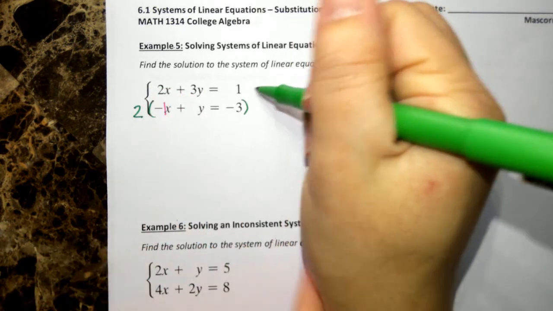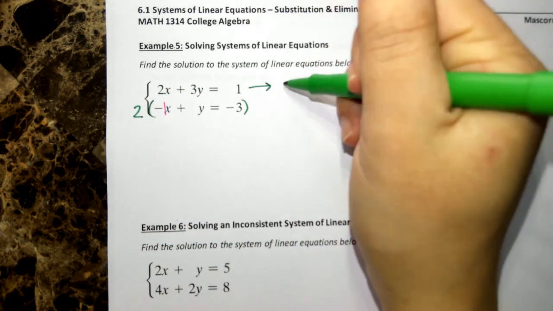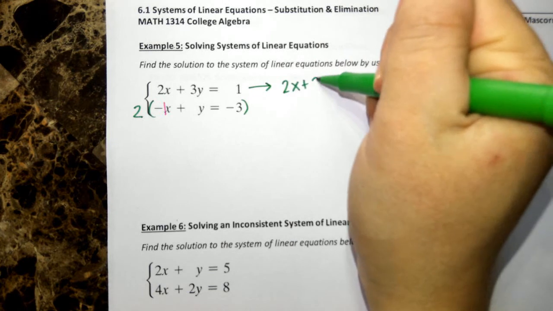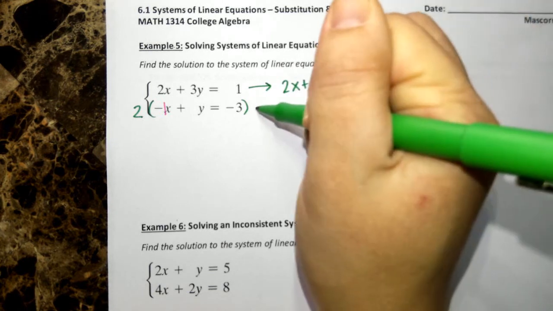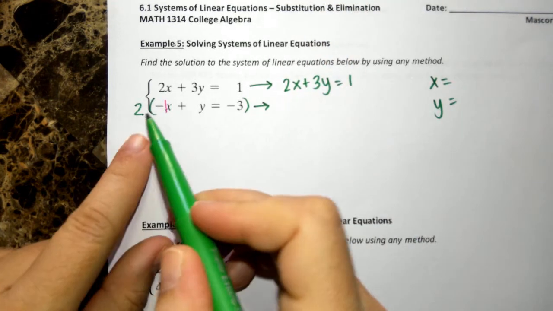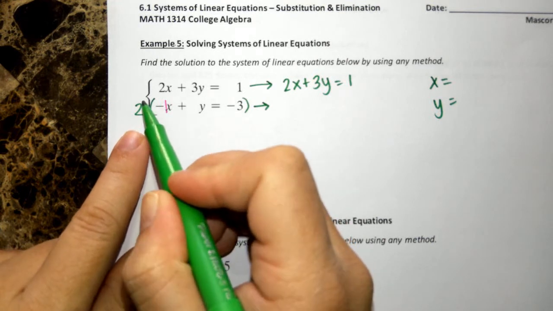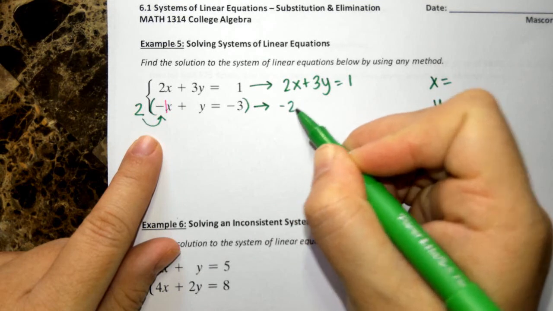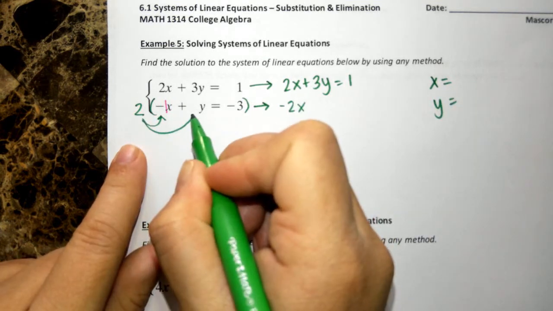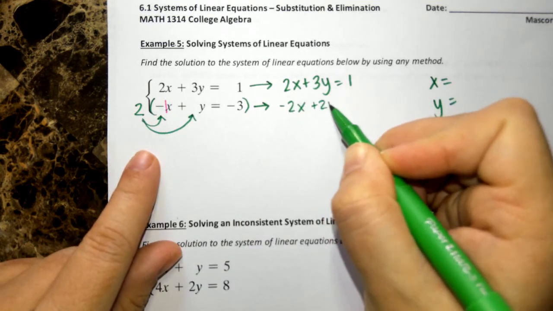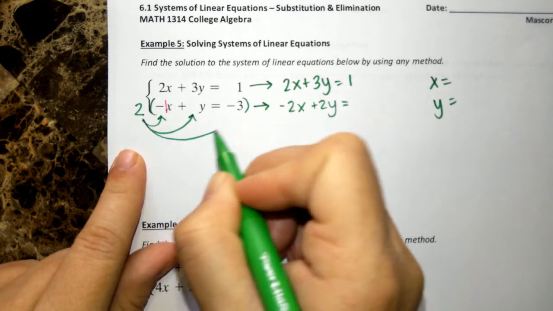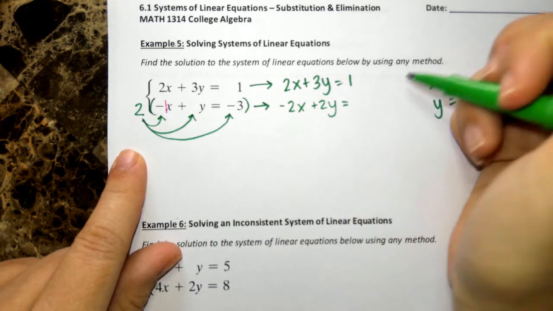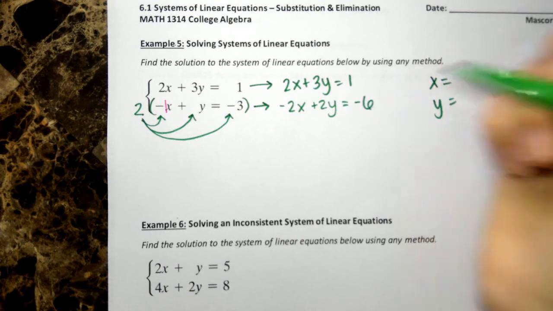So our first equation doesn't change. I'm just going to rewrite that over here: 2x plus 3y equals 1. And our second equation, we're multiplying everything by 2. So we have 2 times negative 1x, which is negative 2x. 2 times y is positive 2y. And 2 times negative 3 is negative 6.